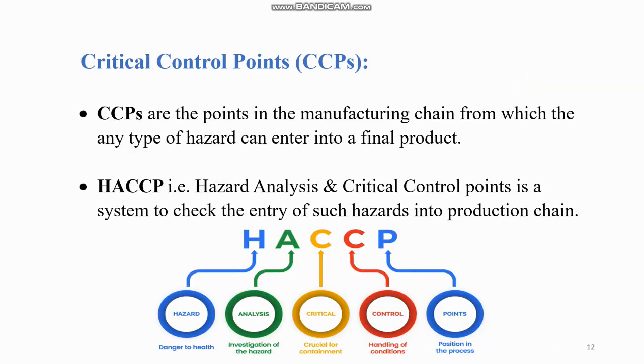Critical control points. These are very important points when you control the quality program. CCPs are the points in the manufacturing chain from which any type of hazard can enter into the final product. And HACCP, the hazard analysis and critical control points, is the system to check the entry of such hazards into the production chain. In HACCP, H is for hazard, A is for analysis, C is for critical, C is for control, and P is for points.